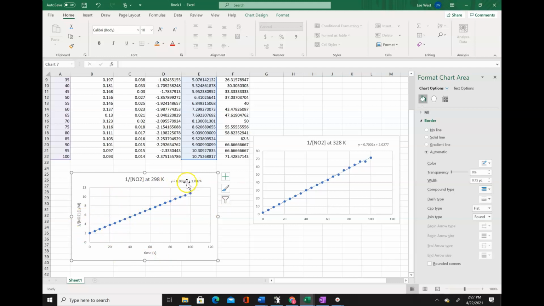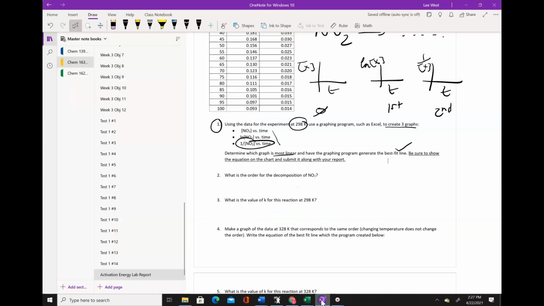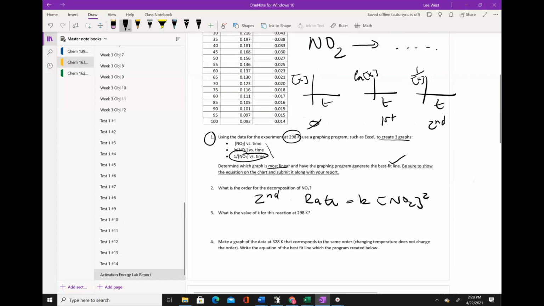And then we've got the equation there. So that's good. Okay, so what is the order for the decomposition of NO2? It is second order. The rate law looks like this: rate equals k [NO2] squared. Then it says, what is the value of k for this reaction?